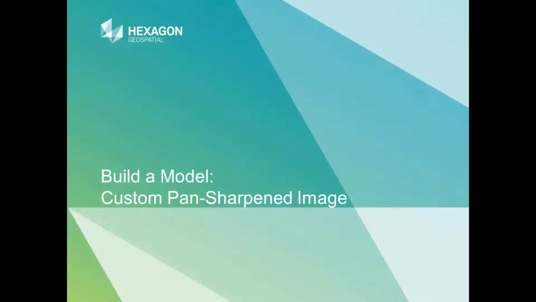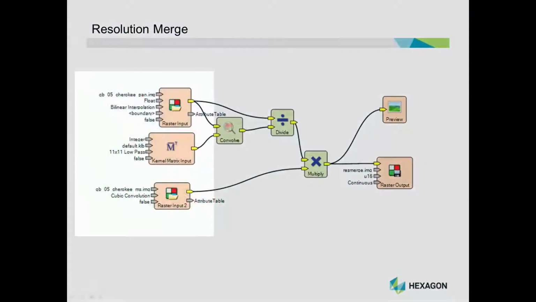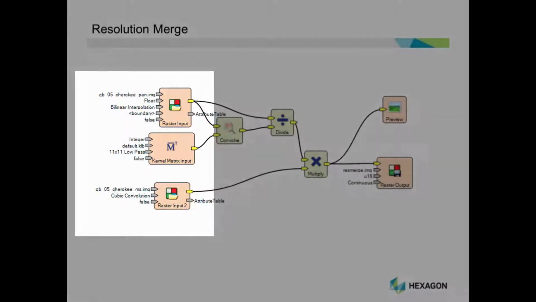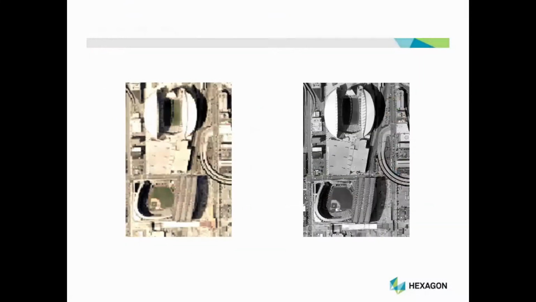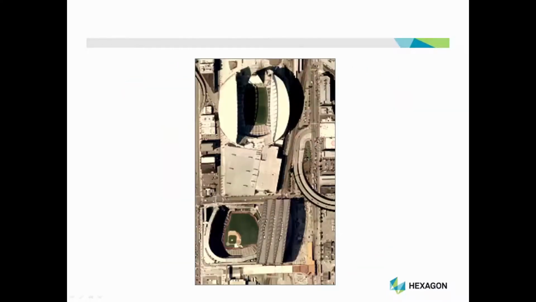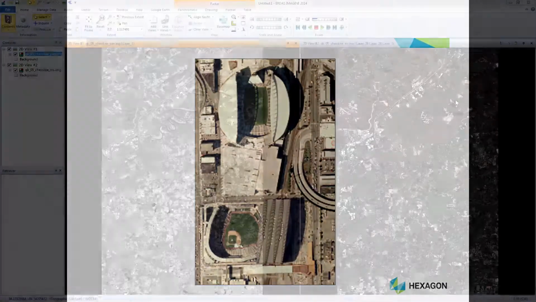The model we'll create today will use two input raster objects along with a matrix. We'll run a convolution operator to create a custom pan-sharpened image. Before running the model, we'll preview the results by adding a preview object to the model. Finally, we'll run the model and generate an output image.